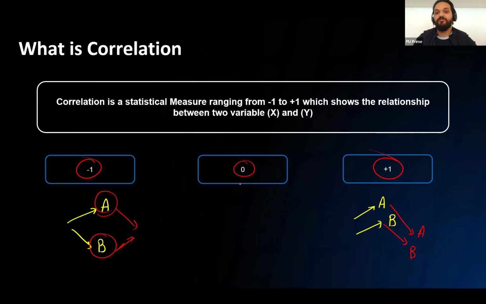Now, what about zero? Zero means that if the price of one stock is going higher, the other is not following. I don't care if you're going up or going down. So, for example, if you're investing in real estate and you're investing in bonds or stocks, real estate does not respond to what's happening in the market. Usually they are not affected by what happens in the stock market or the bond market.